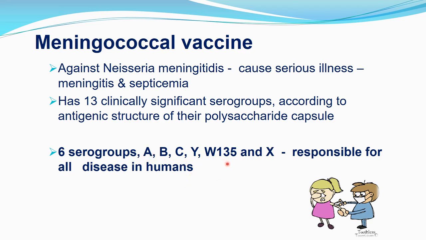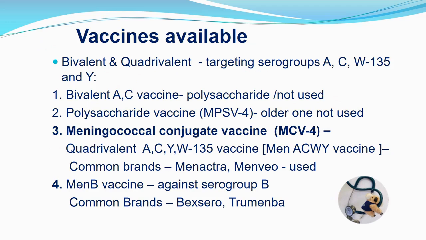And out of the 6, mainly ACYW135 is more important. So the vaccines available are against these 4 serogroups. It is available as bivalent or quadrivalent vaccines which target the serogroups A, C, W135 and Y. So number 1, there is a bivalent vaccine available against A and C serogroups. This is a polysaccharide vaccine and not used anymore.